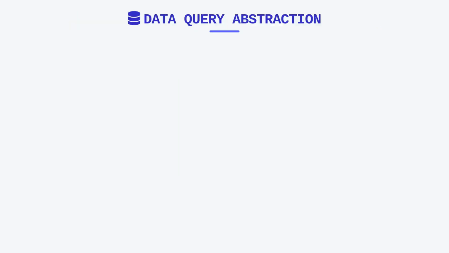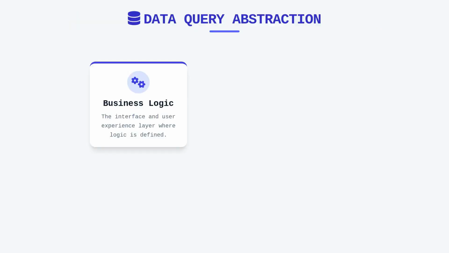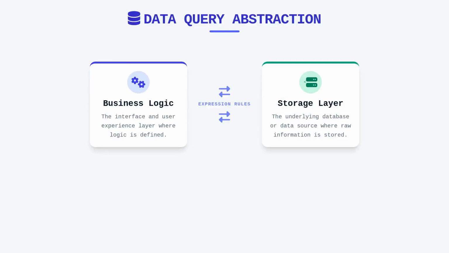Think of these queries as the specialized interfaces between your business logic and the underlying storage layer. By formalizing these data requests into expression rules, you create a layer of abstraction that makes your application easier to debug and test. When you see a data display behaving oddly, you can inspect the expression rule that powers it, rather than hunting through the interface configuration itself.